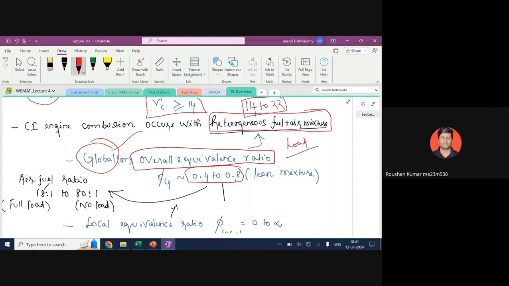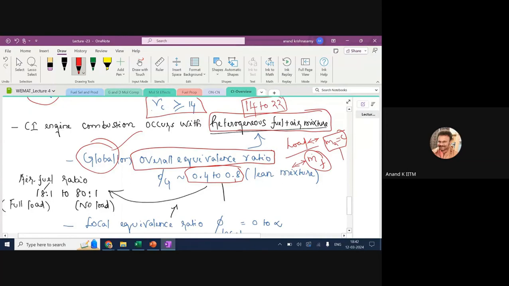By amount of fuel injection. Yes, so you are controlling load in a CI engine by varying the injected fuel mass. Air mass is constant. In a CI engine, you are varying this fuel mass in order to achieve the variable load. You have a fixed air mass in the cylinder. You are controlling fuel mass through your injection system.